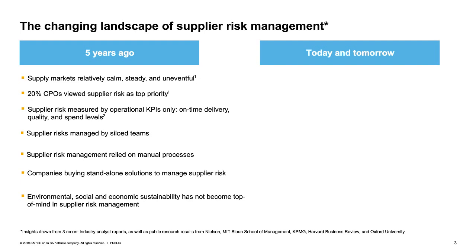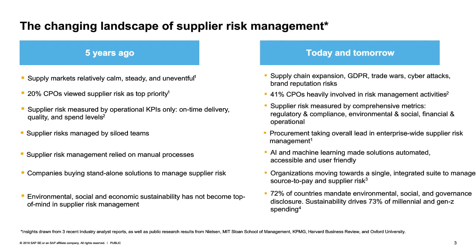they've basically been dealing with it in a silo, maybe a legal team, maybe somebody that shares a bit of information via email. In terms of where the process is heading, based on some research and insights drawn from a number of pieces of research that you'll see listed on the slide here today, we're in an environment of supply chain expansion, GDPR, trade wars, cyber attacks, a heavy focus on protecting brand reputation. The research is saying CPOs, now 41%, are heavily involved in risk management. I find myself continually being invited in by CPOs to talk about this, and a number of years ago, obviously, that wasn't really the predominant case.